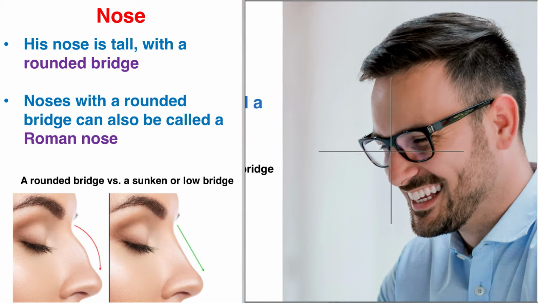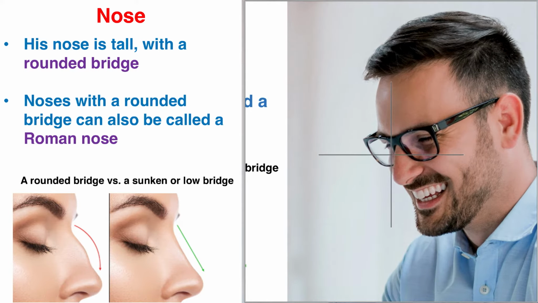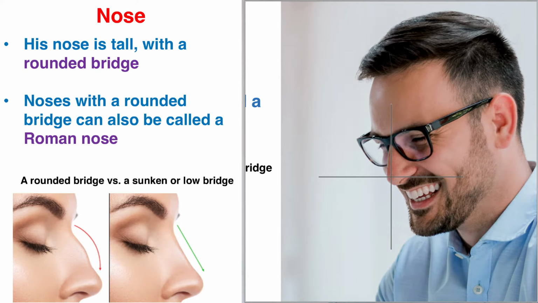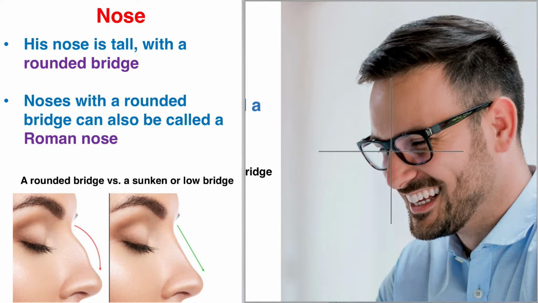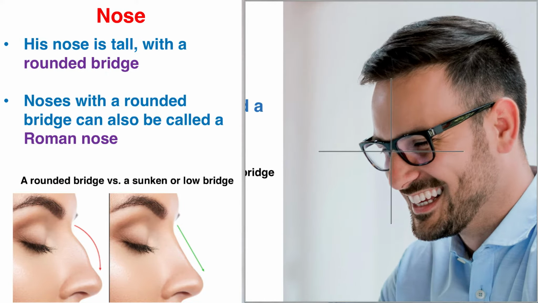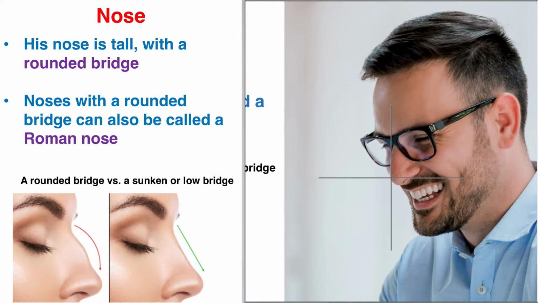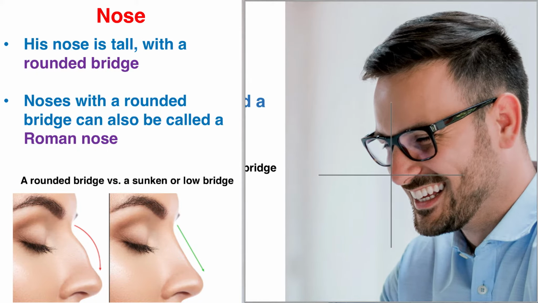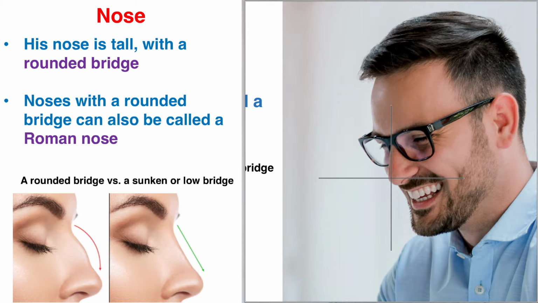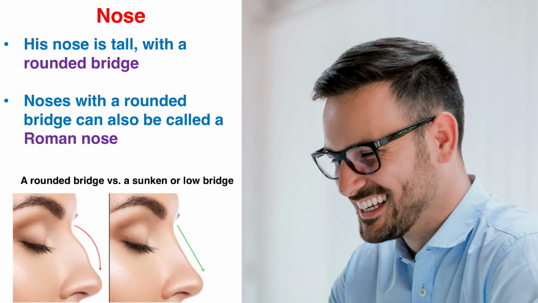Now his bridge goes from here to the tip here. So here's the tip of his nose, and then here's the end of his nose, and here's the bridge. And since the bridge extends higher than the tip, you can call this a rounded bridge. So he's got a tall nose with a rounded bridge, or this type of nose with a rounded bridge can also be referred to as a Roman nose.